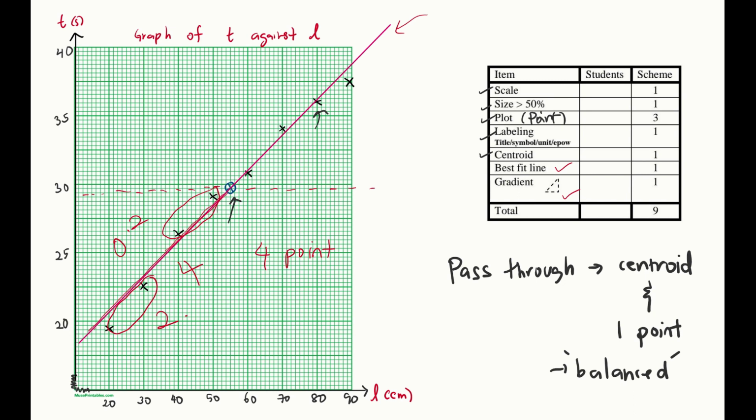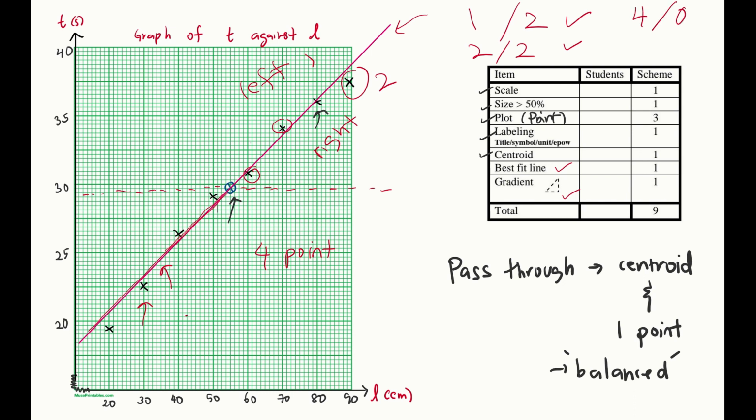Also, you have to look at the upper level above the centroid. Here we have 1 on the left and 2 on the right. So 1, 2. The lower level is 2, 2, balanced. But if you have, for example, 4, 0, it is not balanced. So that is how we determine the balanced best fit. So far, this is the best fit that I can have for this data or this graph.